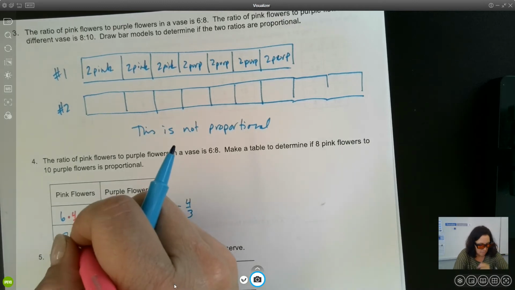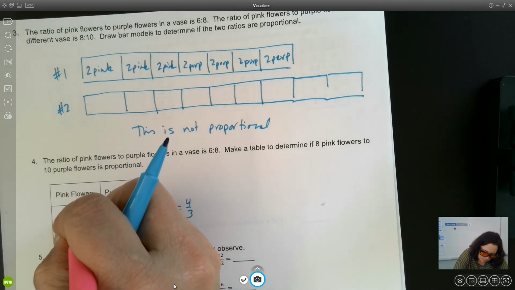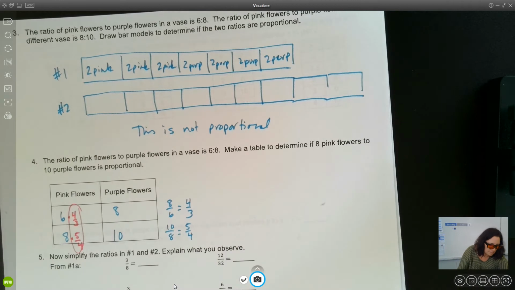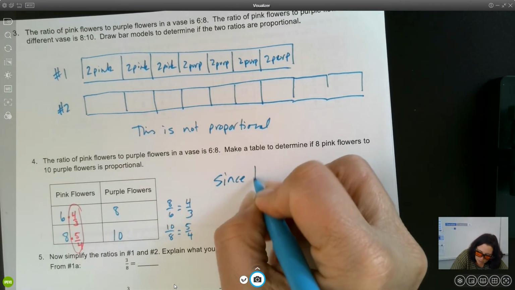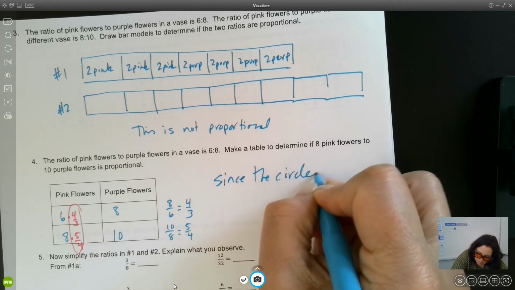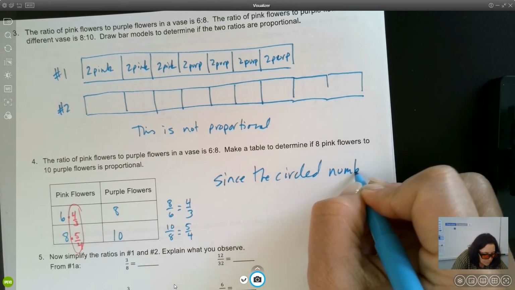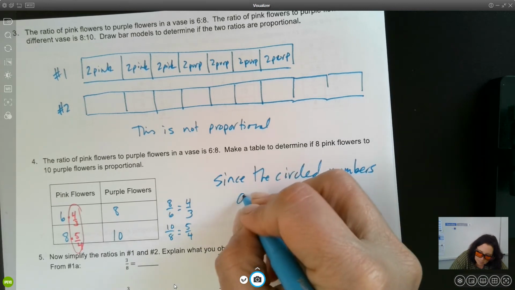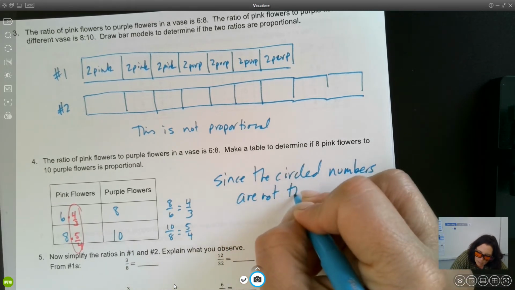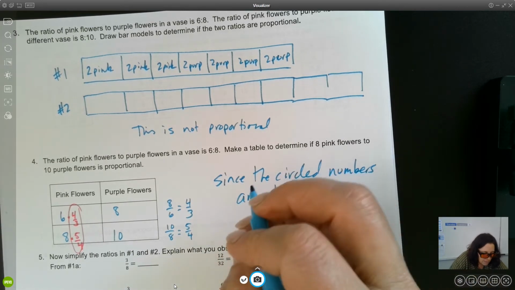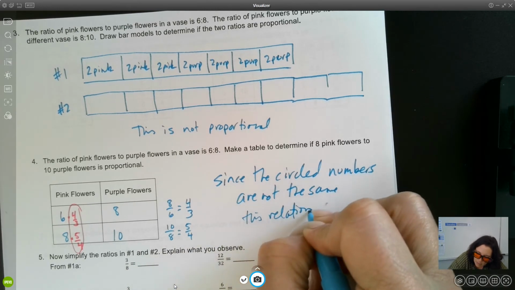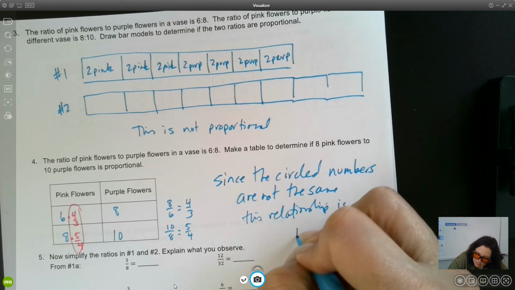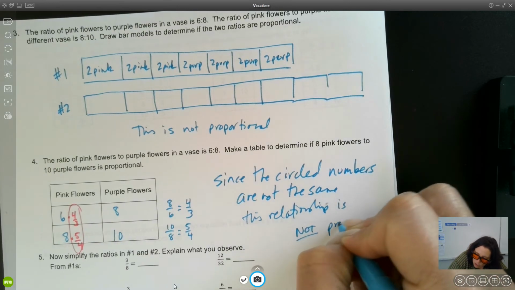These numbers right here are not the same. So since the circled numbers are not the same, this relationship is not proportional.